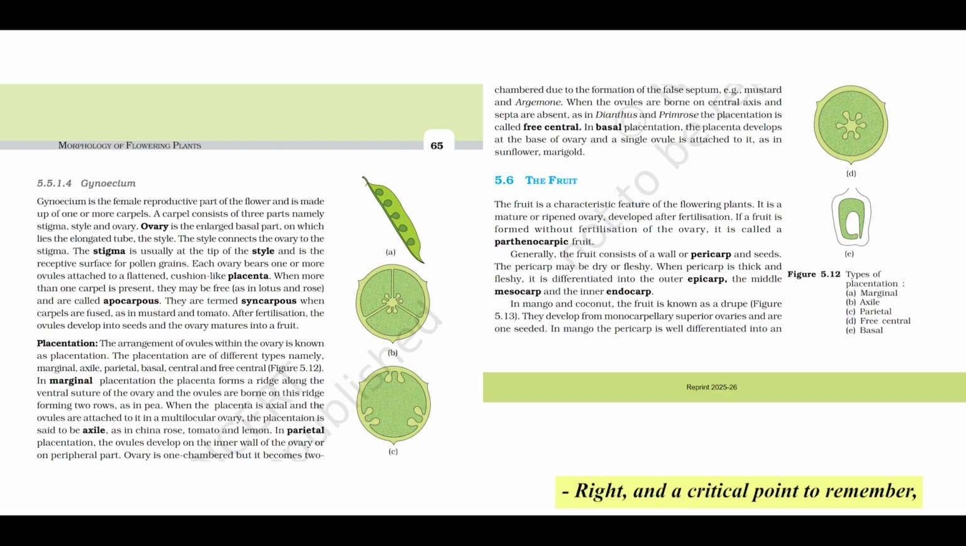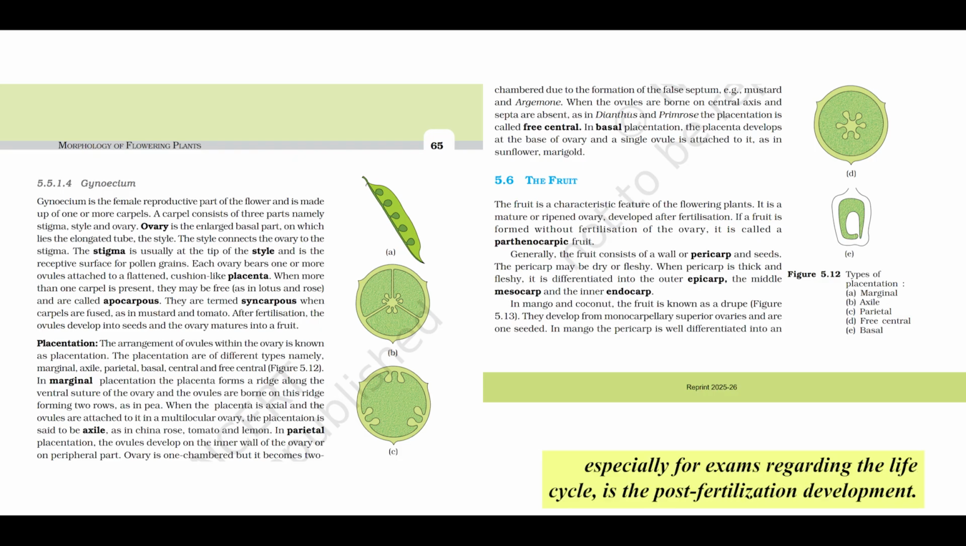Right, and a critical point to remember, especially for exams regarding the life cycle, is the post-fertilization development. After successful fertilization, the ovules inside the ovary develop into seeds, and the entire ovary matures and develops into a fruit. Ovule becomes seed, ovary becomes fruit.